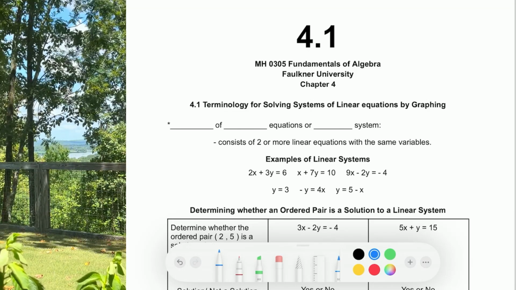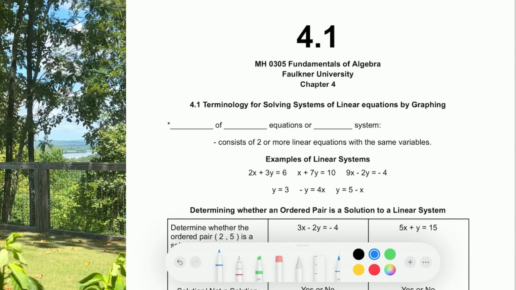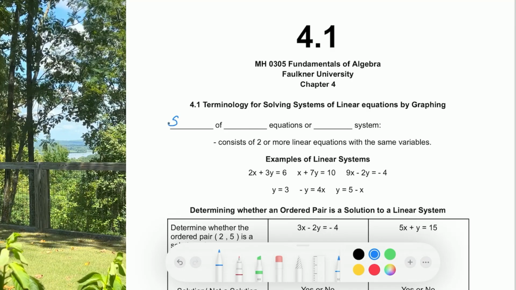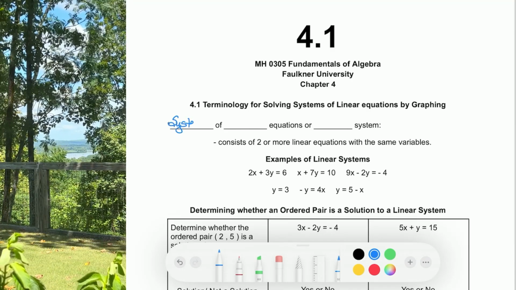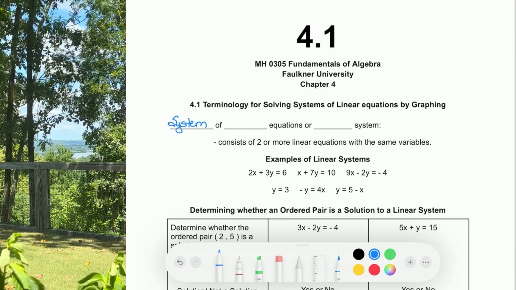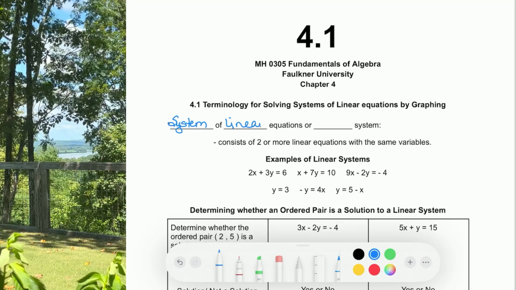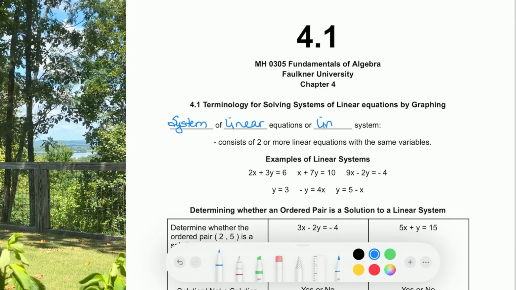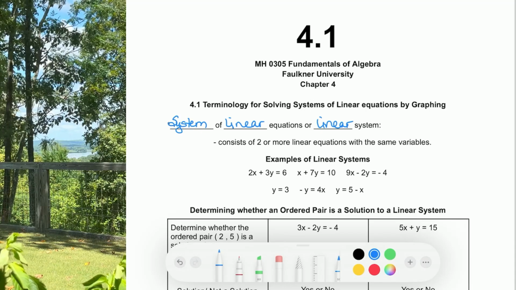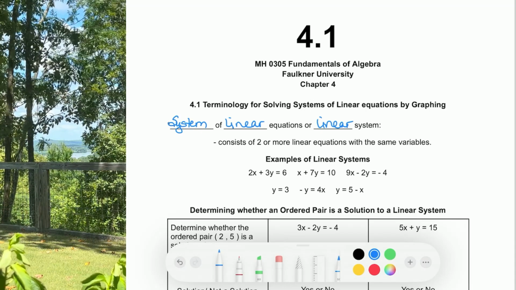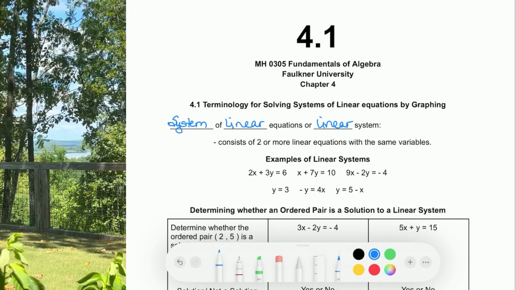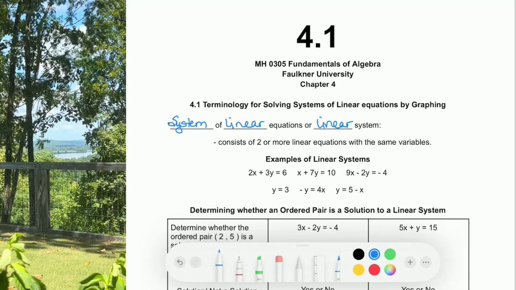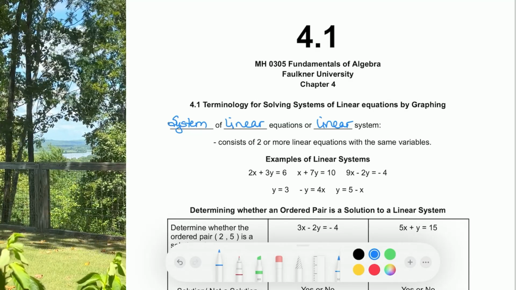So in our first blank, we're going to put the word system of linear equations or linear system. These are two ways that it could be worded in the problems when they want you to solve these. And these basically consist of two or more linear equations with the same variables.